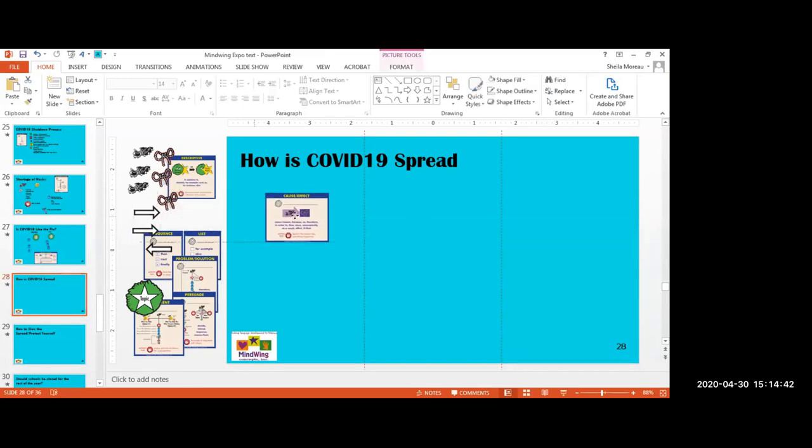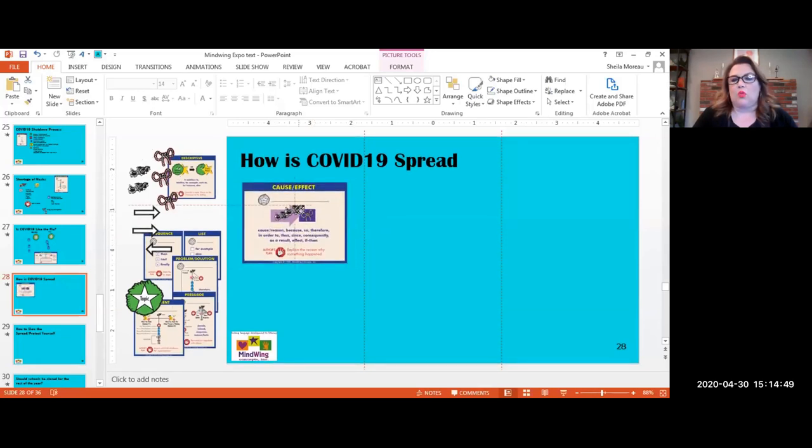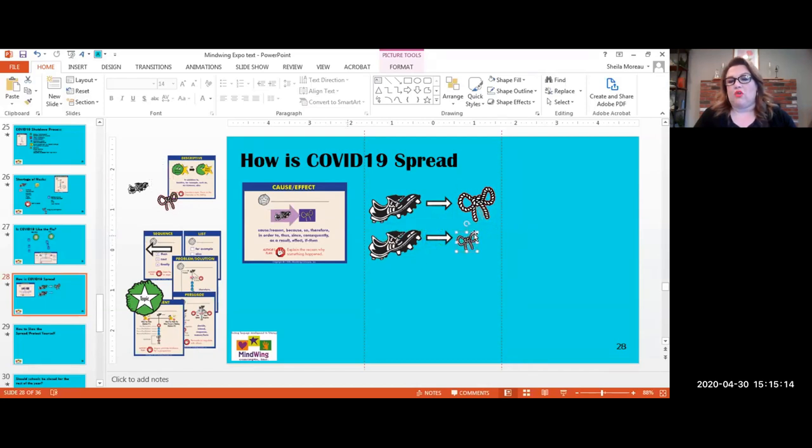Yeah. But cause and effect, how is COVID-19 spread? So, one of the ways is what? If somebody coughs, and that causes droplets to spread in the air. If somebody with COVID touches something and it's on their hands because they've touched their face, that causes there to be some remnants of COVID.